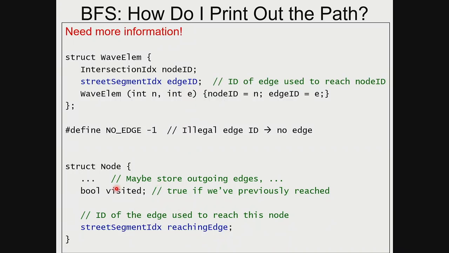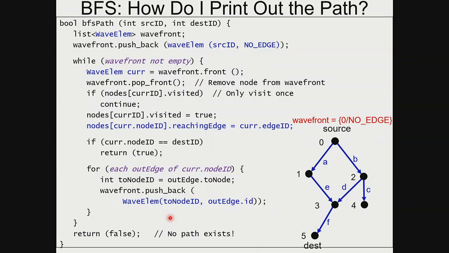Okay, so remember we used this in the algorithm. We used it to go over all of the neighbors, and whether this node has been visited or not, so that we break the cycles. Now we're going to store the ID of the edge that was used to reach that node again. Okay, so we're going to expand our algorithm in this way.